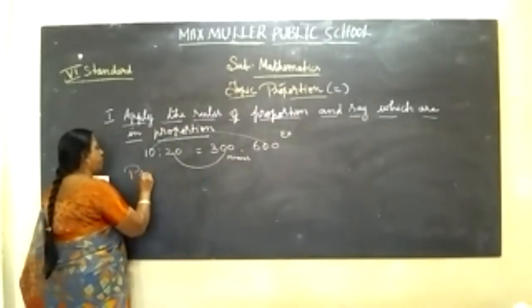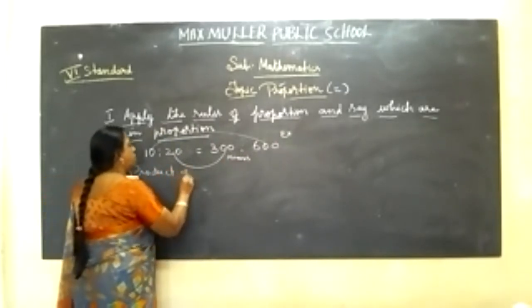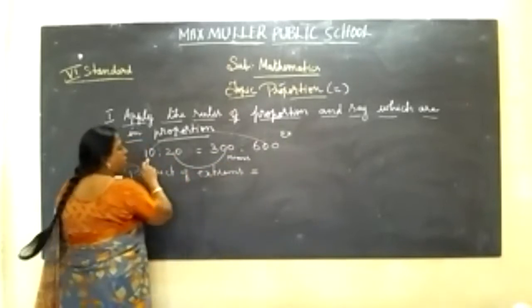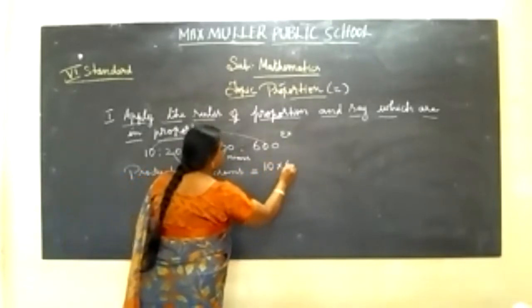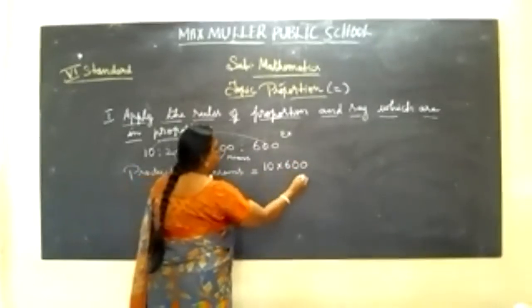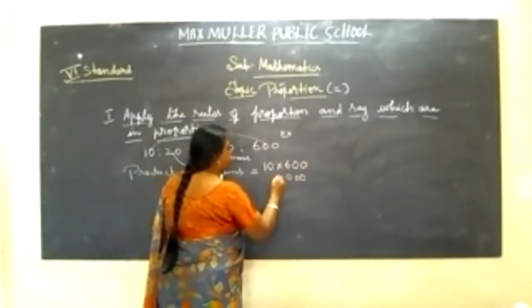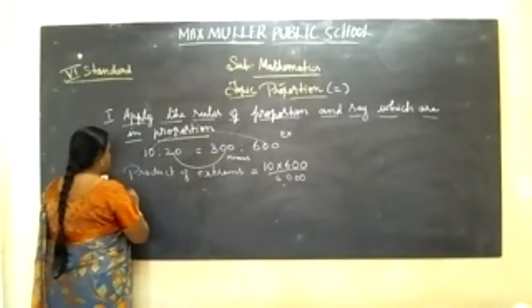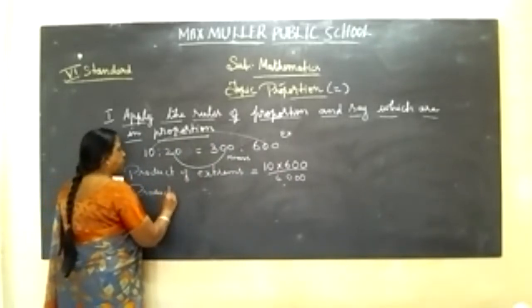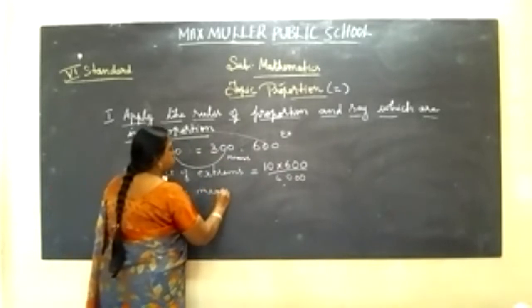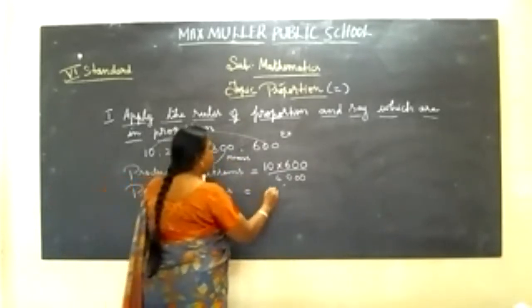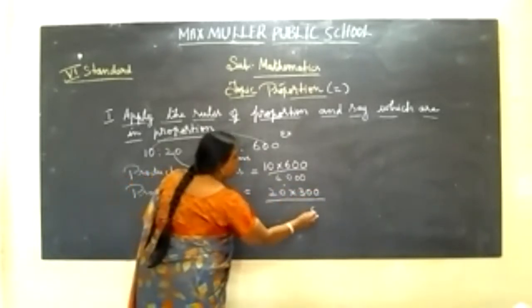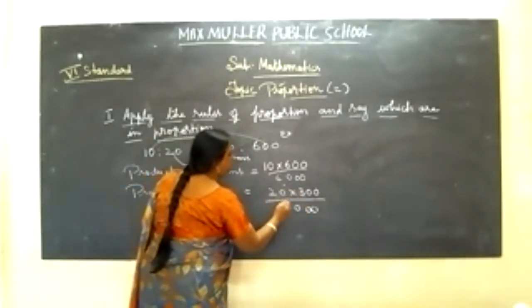So here, product of extremes equals 10 and 600. 10 into 600. So 0, 0, 6 ones are 6. Okay, we got 6,000. So we'll see product of means. Product of means equals 20 into 300. 20 into 300, 2 zeros, 2 threes are 6,000.